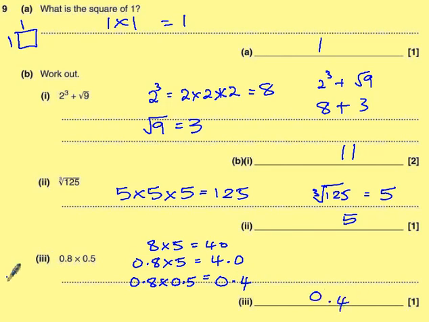The other way we can look at that, 0.8 times 0.5 to check our answer. 5 times 8 is 40, and I've got one decimal place here in my question, another decimal place here in my question, so 2 decimal places in total. So move back 1, 2 decimal places. My answer is 0.40, which is exactly the same as 0.4.